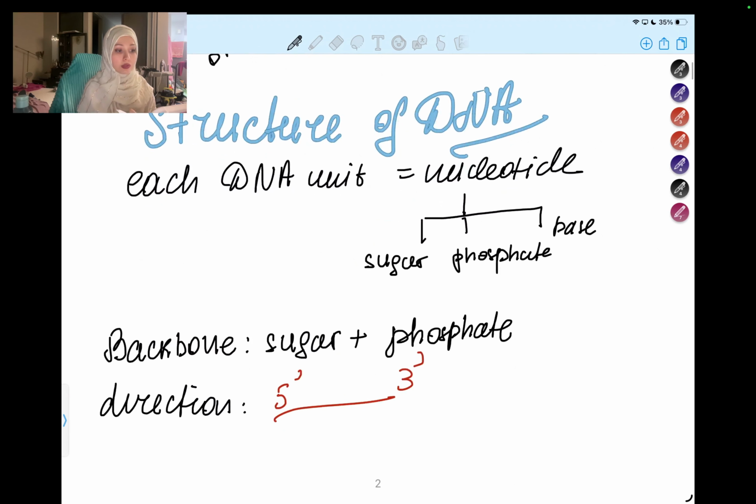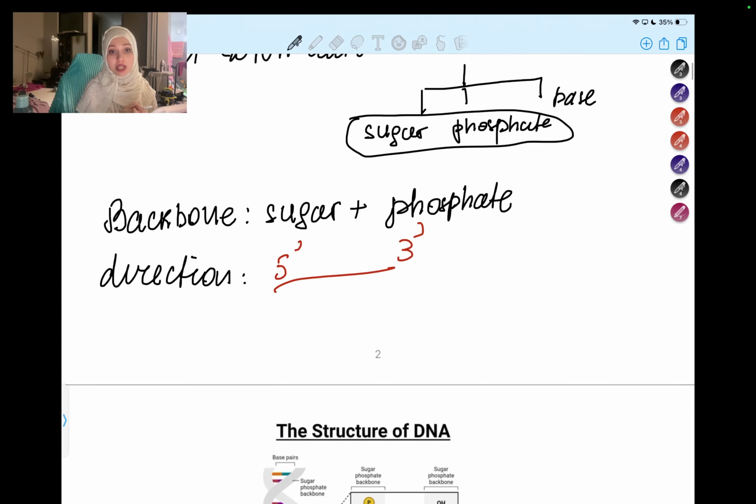Okay, so let's explore the structure of DNA. Each DNA unit is called a nucleotide. What is a nucleotide? Basically, it's when we have sugar, phosphate, and base. And this is called a nucleotide. But if we consider only sugar and phosphate, that is the backbone of DNA. And the direction of DNA is from 5 to 3, from the 5 end to the 3 end.